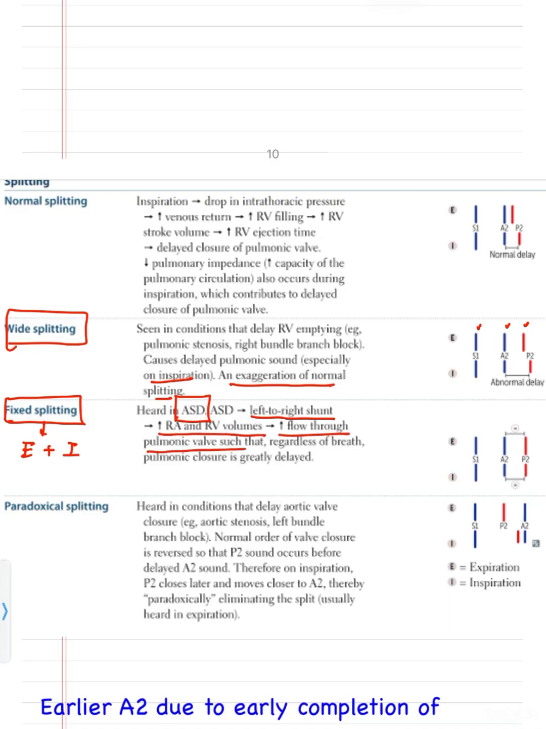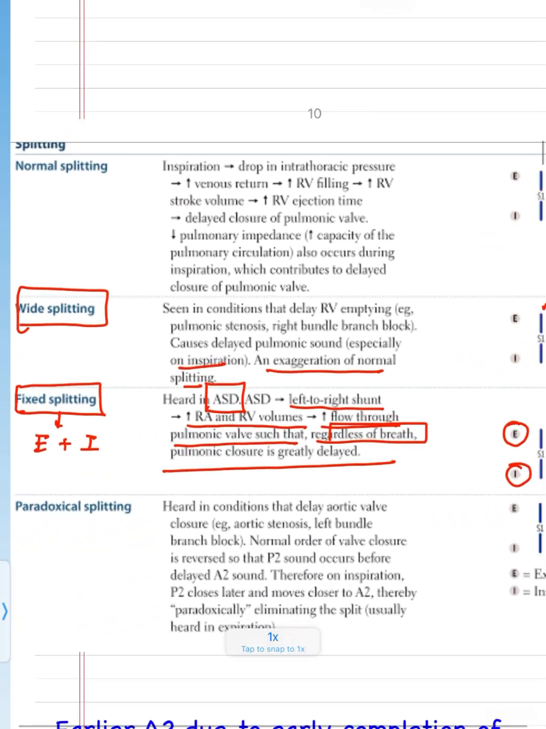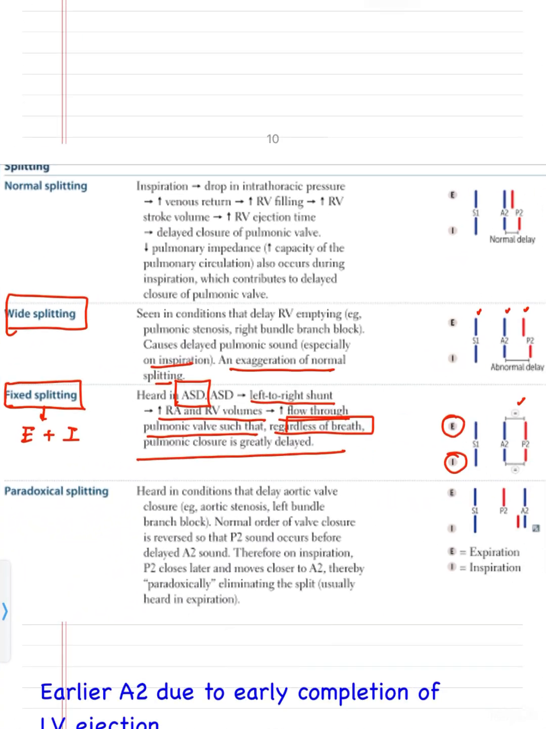So there is increased flow toward the pulmonic valve, such that regardless of the breath, pulmonic closure is greatly delayed. If we see this condition, it is delayed in both expiration as well as inspiration. So this is known as the fixed splitting. So what is the difference between wide splitting and fixed splitting?